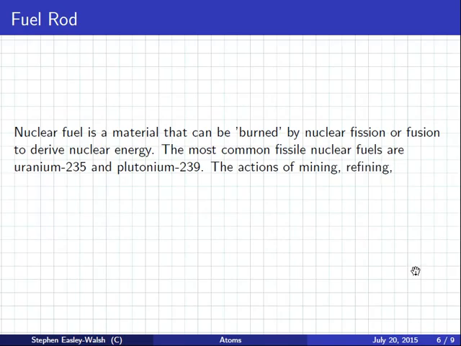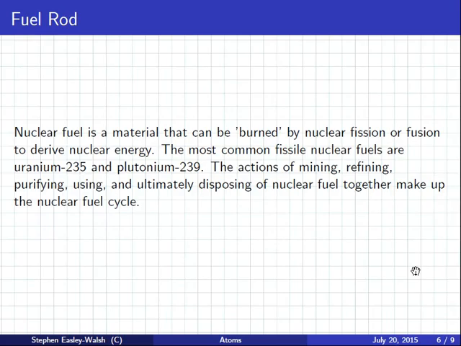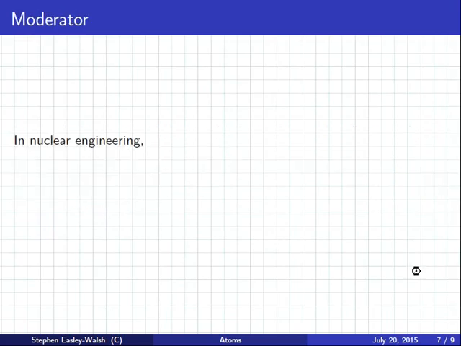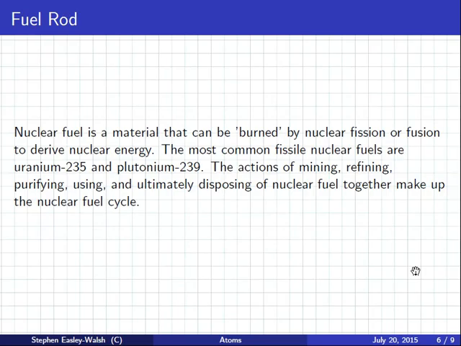The actions of mining, refining, purifying, using, and ultimately disposing of nuclear fuel together make up the nuclear fuel cycle. Nuclear fuel is a whole process. The first part of it is you have to mine it. Australia is one of the three big countries that have mines where you can get uranium.